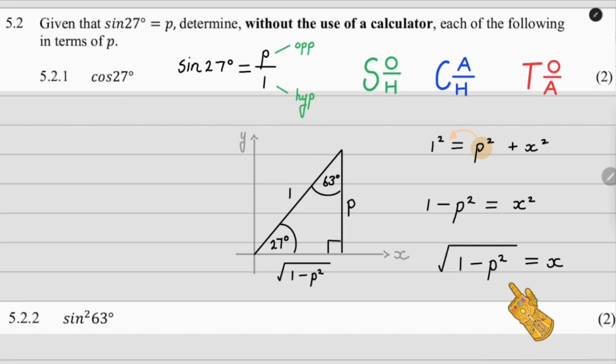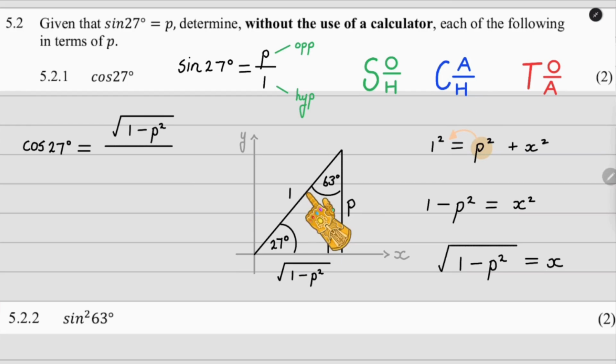And now I'm finally ready to answer the question. So cos of 27. Cos is equal to the adjacent over the hypotenuse. Adjacent just means next to. So adjacent to the 27, or next to the 27, is the square root of 1 minus p squared. So we put that on top. And at the bottom will go the hypotenuse. The hypotenuse is 1, so we just put 1 at the bottom. And anything divided by 1 just stays the same.